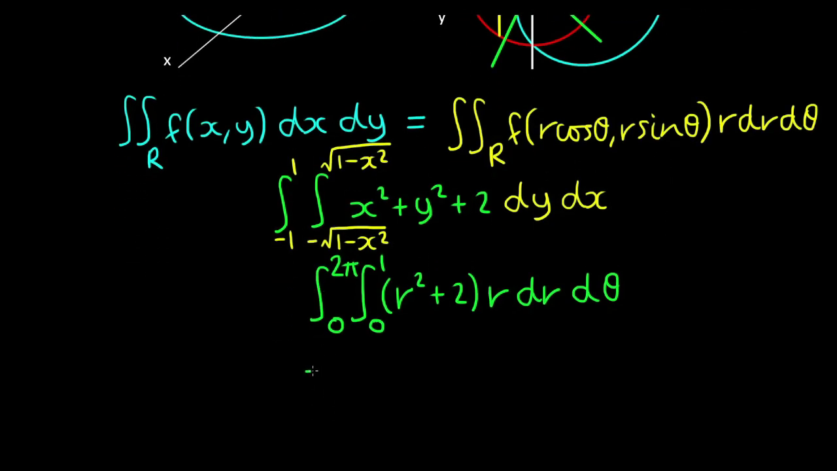And now we can evaluate this integral. So we have r cubed. So that becomes r to the 4 on 4. And 2r becomes 2r squared on 2. Evaluated at r equals 0 and 1. And this result is integrated from theta equals 0 to 2 pi.